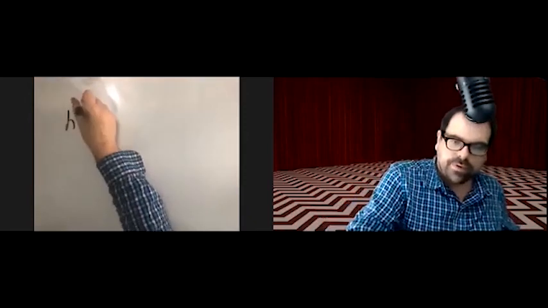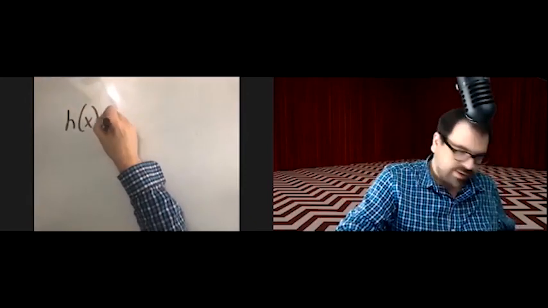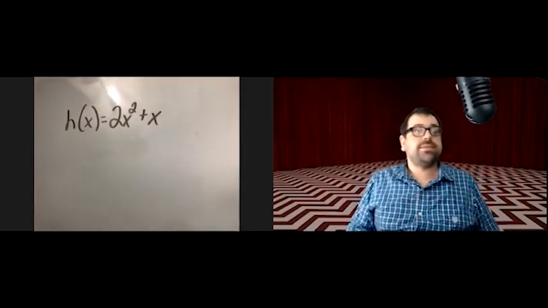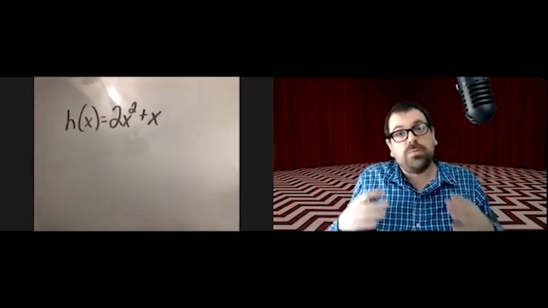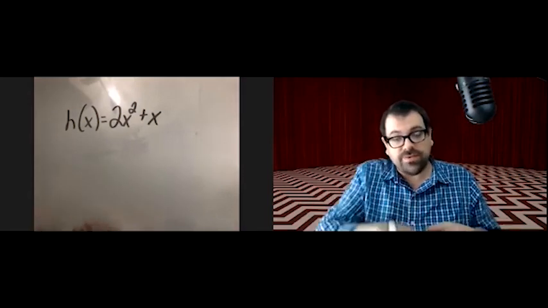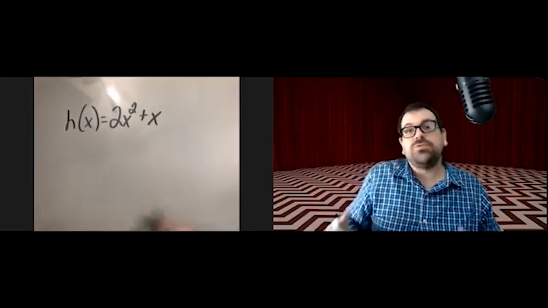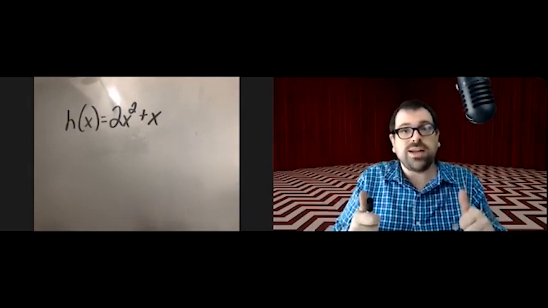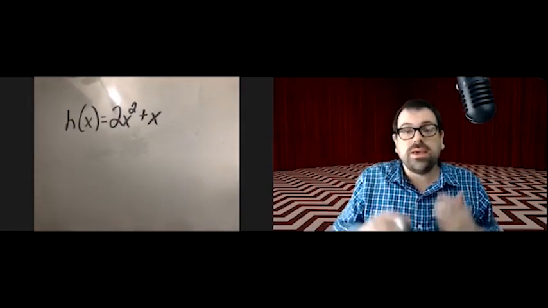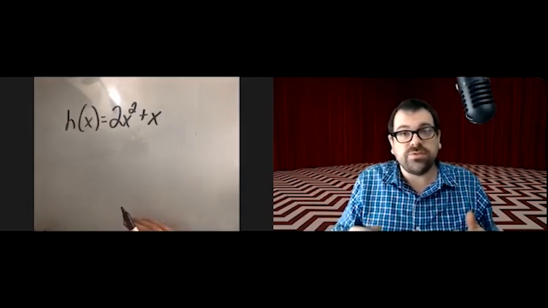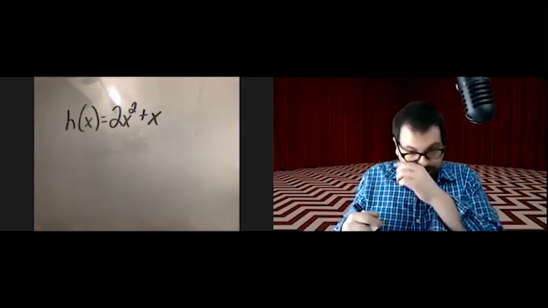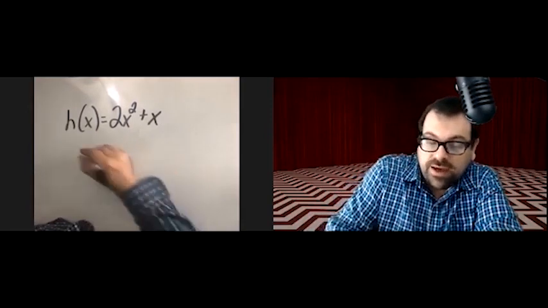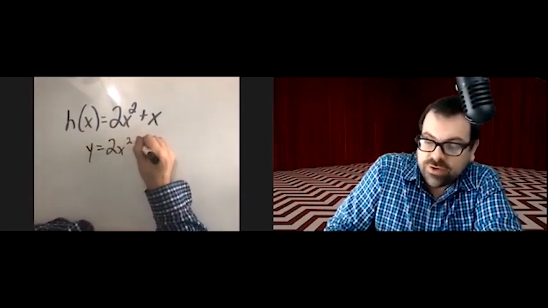Next up, let's take a look at h of x equals 2x squared plus x. I'm going to run it through both ways, with the h of x stuff, but also just using our basic rules. I'm going to do the basic rules first, and if that works for you, great. If the function notation stuff works for you, that's great too. So first, I'm going to pretend we have y and x. I'm going to use our basic rules.